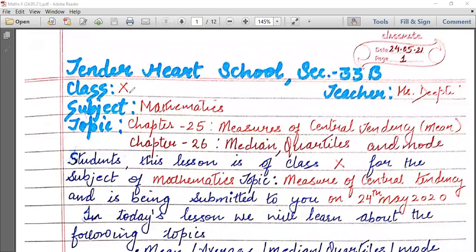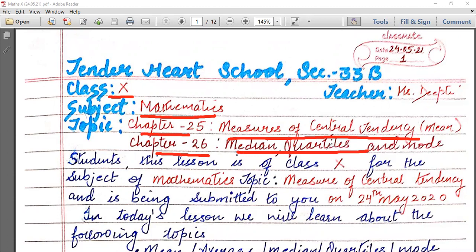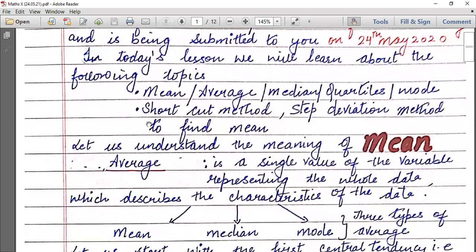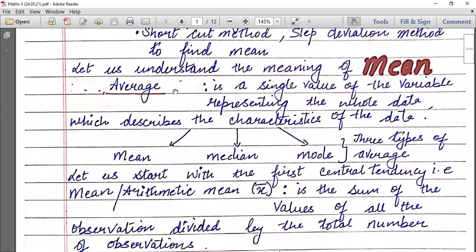Good morning, students. This lesson is for class 10th, subject mathematics, chapter 25, measure of central tendency, mean, and chapter 26, median, quartile, and mode, and is being submitted to you on 24th May 2021. So, students, let us start today's lesson with the meaning of mean.